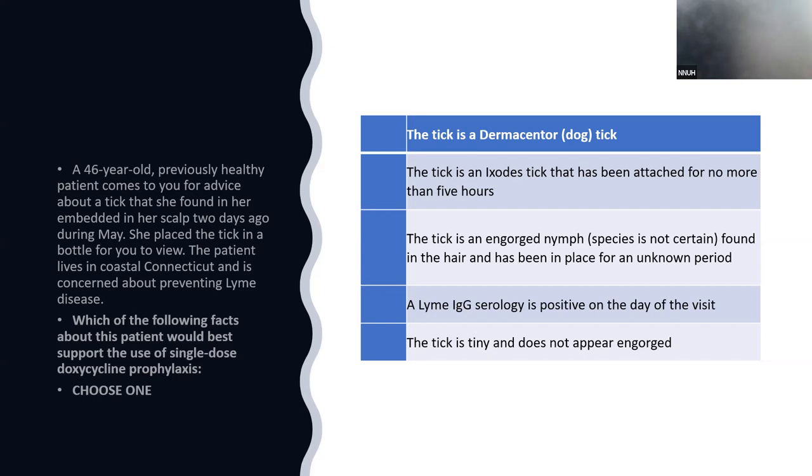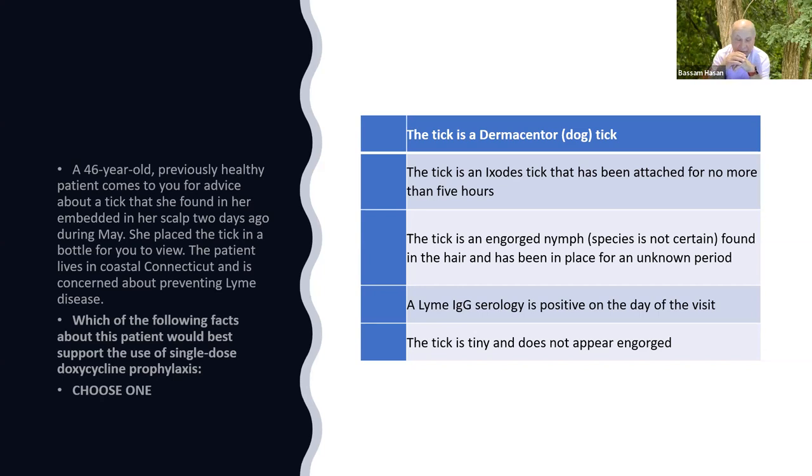The tick is a Dermacentor tick. That's another species. The tick is an Ixodes tick that has been attached for no more than 5 hours. The tick is an engorged nymph, species not certain, found in the hair and has been in place for an unknown period. The Lyme IgG serology is positive on the day of the visit. The tick is tiny and does not appear engorged.